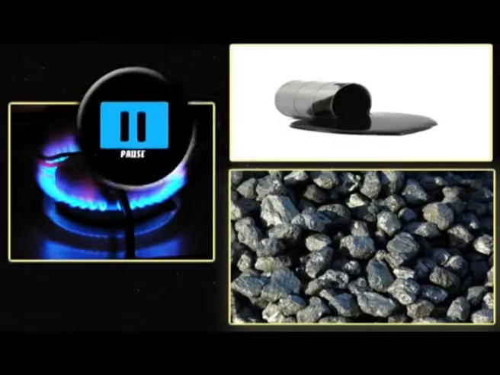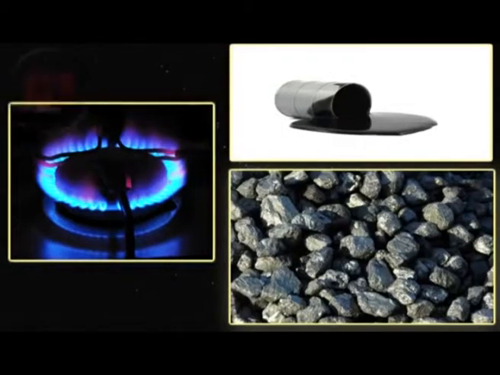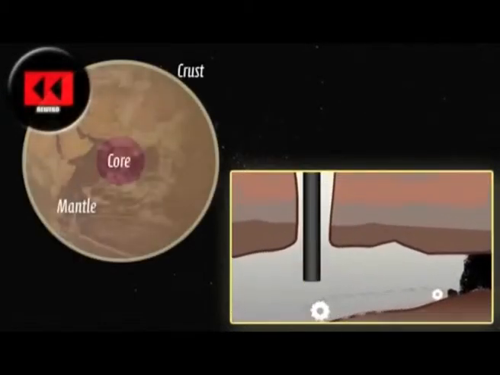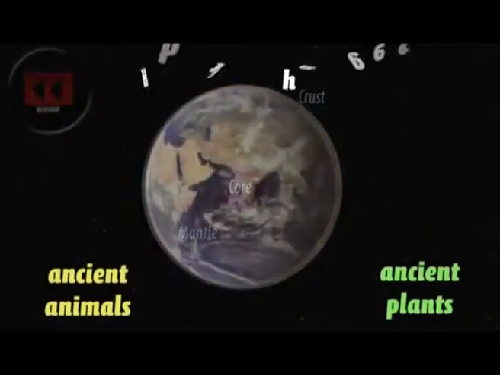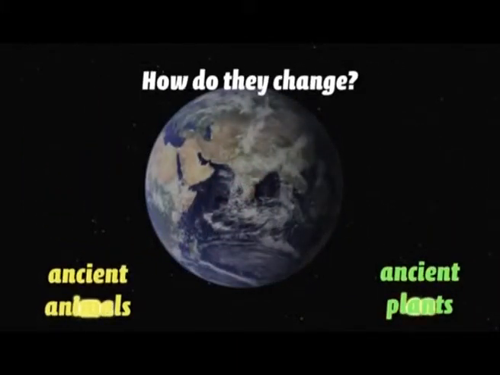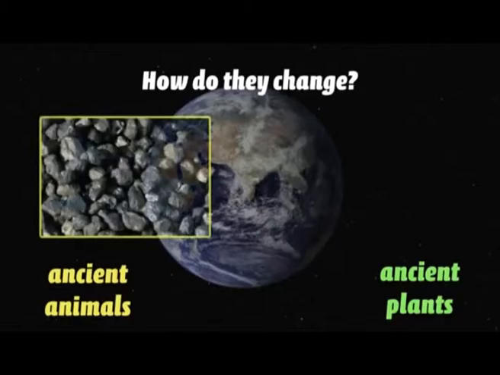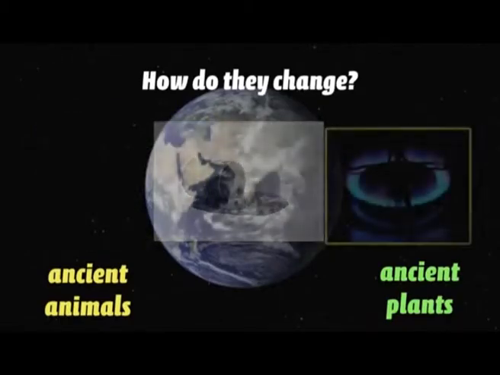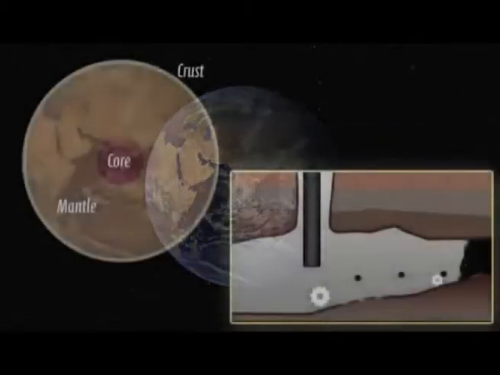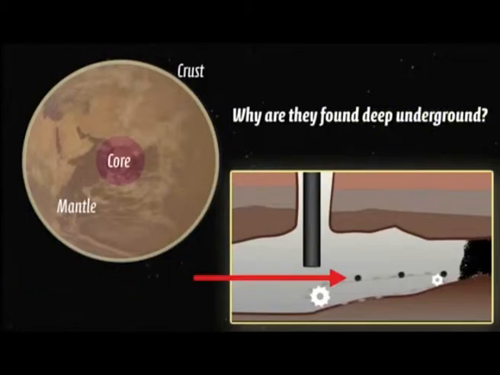But hold on, let's rewind for a minute. There's a few mysteries to be solved here. How do these ancient animals and plants change to become solid coal, liquid oil, or even gas? Also, why are they found deep underground? Why not lying about on the surface? It certainly would make them much easier to find.